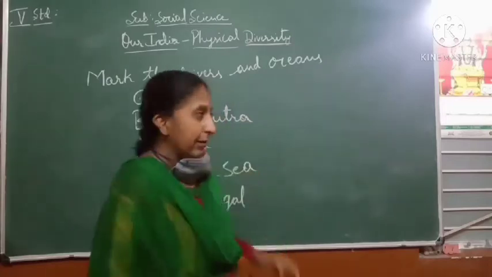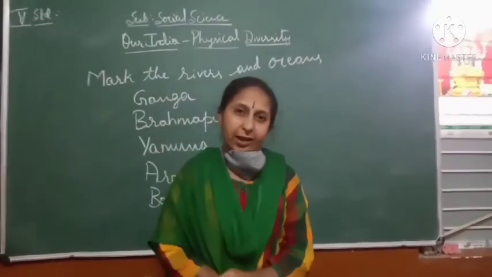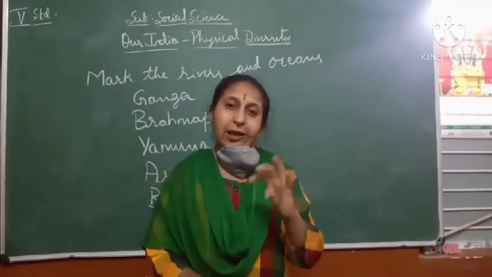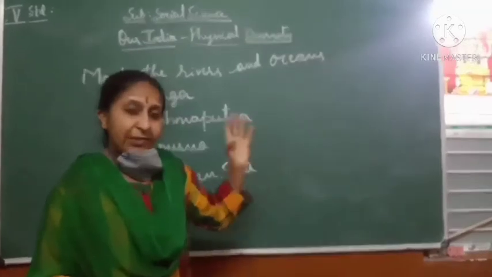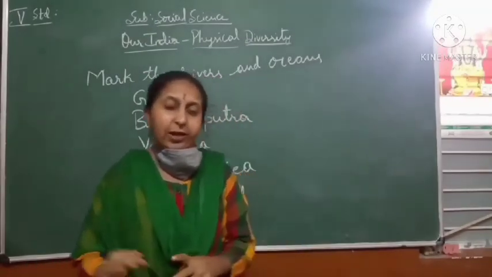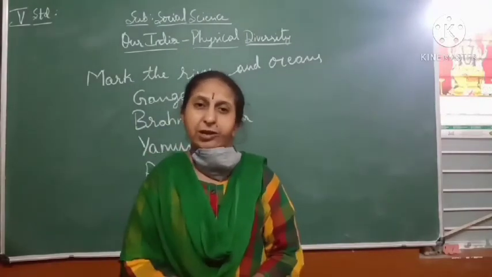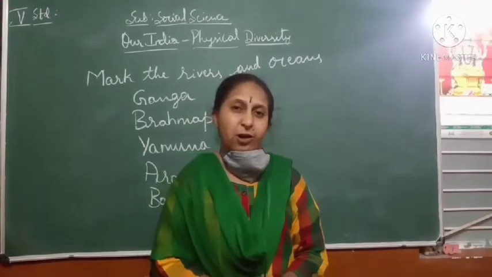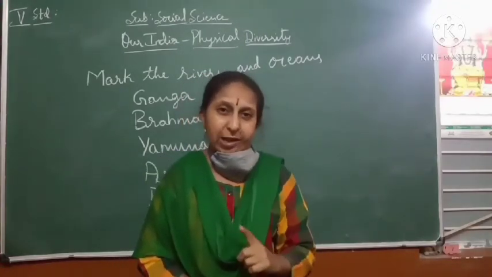Now the activity that I am going to give you is, you have to mark the rivers and oceans. Take an outline map of India, mark the rivers and oceans of India that I have mentioned here. Then you have to color it, take a picture of that and send it to me through WhatsApp, or you can directly bring it to the school and give it to me for correction. Listen children, you will get marks for that.